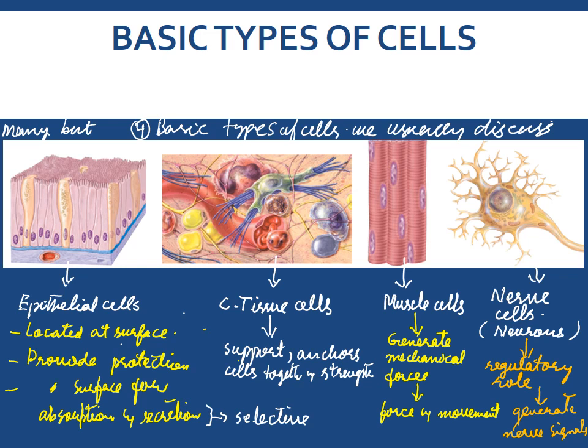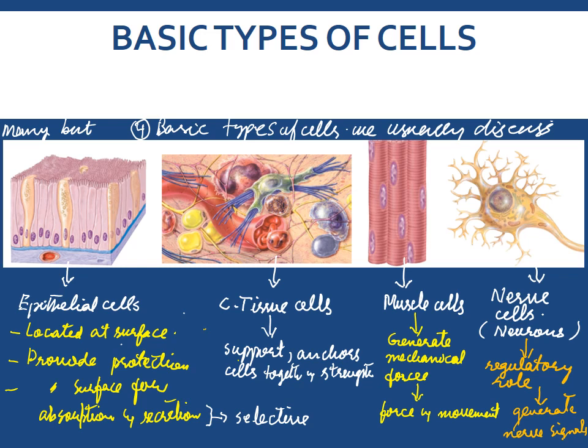Now, what are epithelial cells? What is the brief role of epithelial cells? Epithelial cells are located at the surface and provide protection. They provide surface for absorption and secretion.